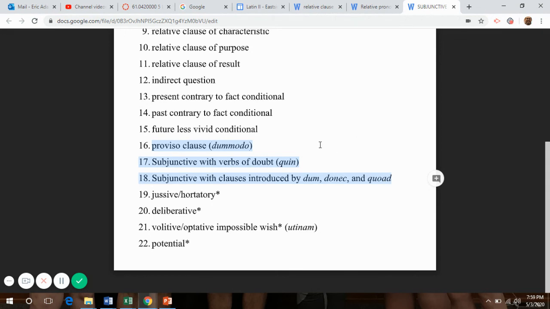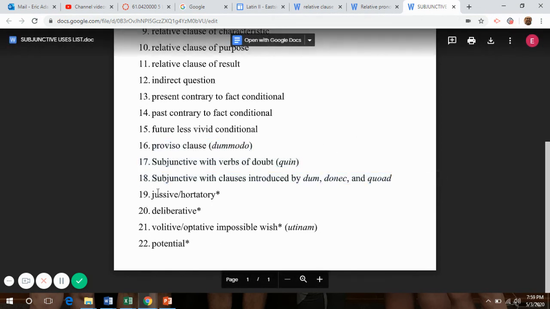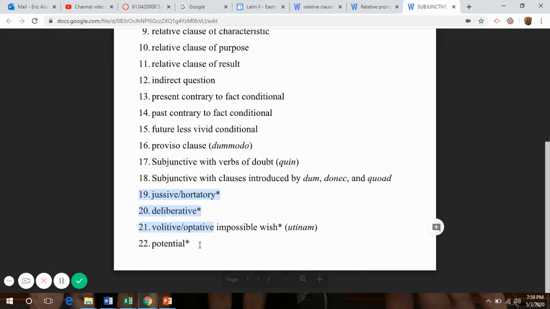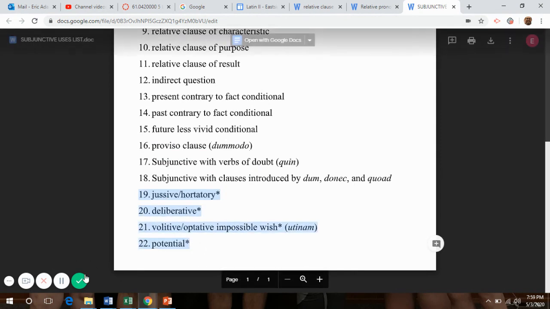Now, the very last one, which I do have a study guide for, are these. Remember, these are the independent uses of the subjunctive. So, hope you pay attention, and best of luck.